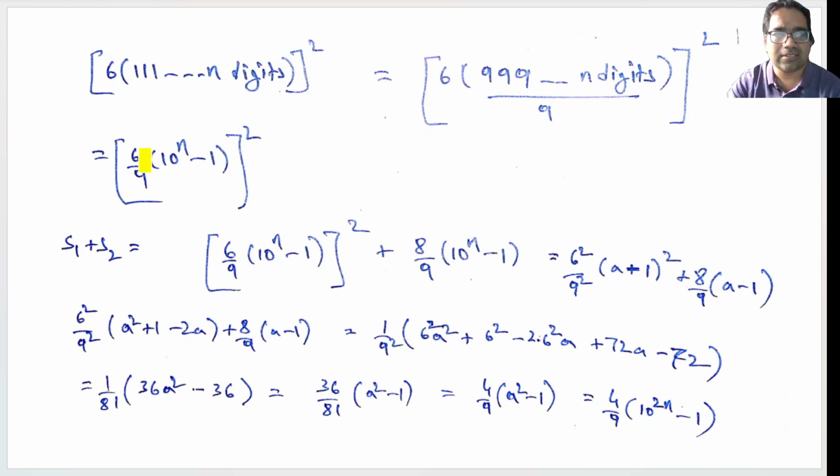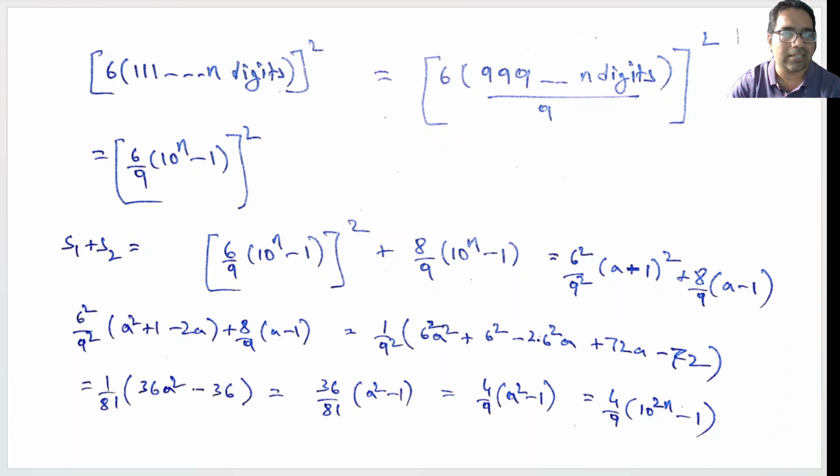This becomes 6 by 9. What is 99? 10 square minus 1. 999 is 10 cube minus 1. Similarly, when we need 4 nines, we have to do 10 power 4 minus 1. We need n nines. That means 10 power n minus 1. So this becomes 6 times 10 power n minus 1 by 9, whole square.